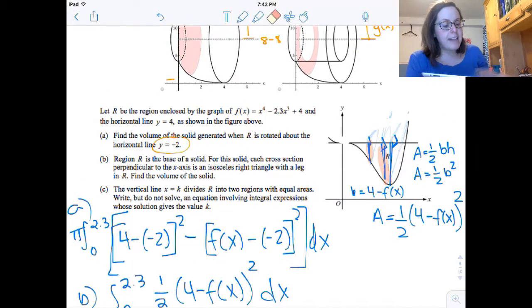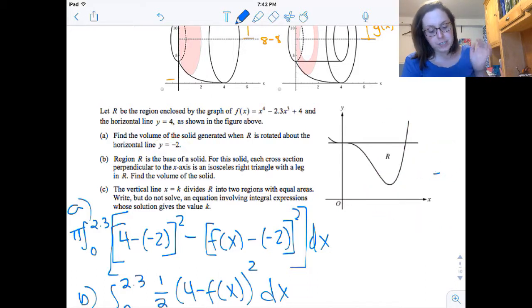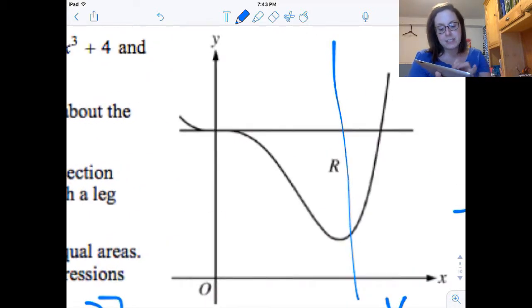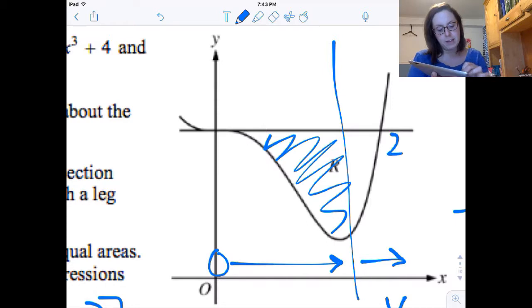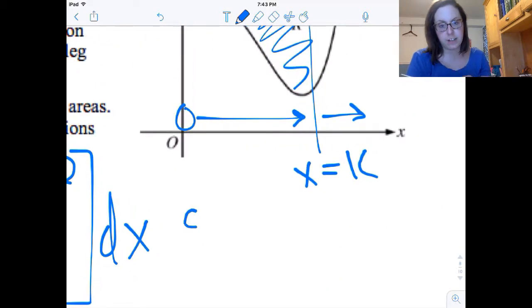All right, last part is part C, and part C is really the critical thinking part here. There is a vertical line x equals K that divides this into two regions, but do not solve an equation to show where the areas would be equal. So here's what I would think about. I want the area of one side to be equal to the area on the other. So the area from 0 to K should be the same as the area from K to 2.3. There's more than one right answer here, but here's what I would say.